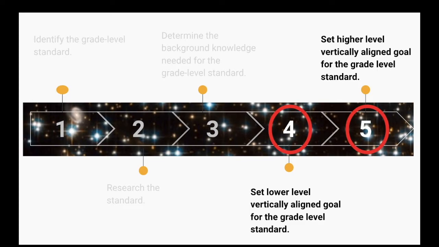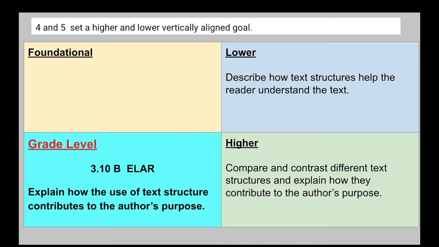Now it's time to set a lower vertically aligned goal and a higher vertically aligned goal. Always keeping in mind that the grade level standard is the goal. 3.10b ELAR: Explain how the use of text structure contributes to the author's purpose. But I also must remember that I must differentiate for my different learners.